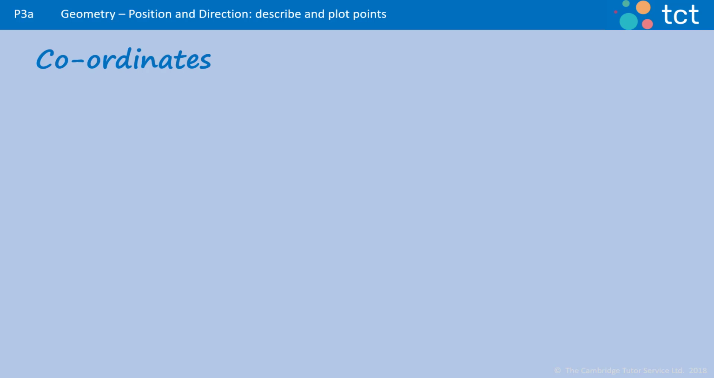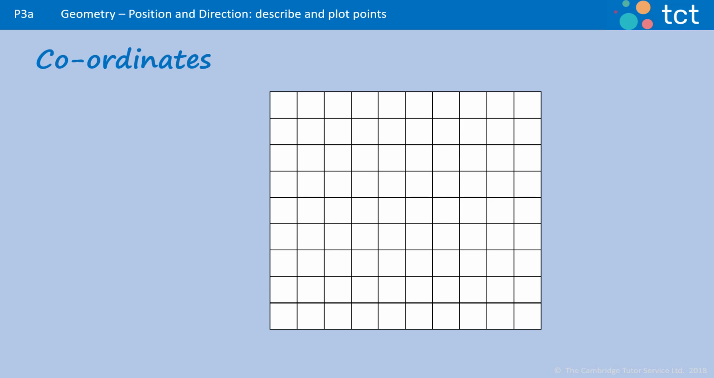In this video I'm introducing coordinates on a graph. So we're going to start off with a grid with squares, and we have a horizontal line along the bottom. We call this the x-axis. And then we have a vertical line and we call that the y-axis.